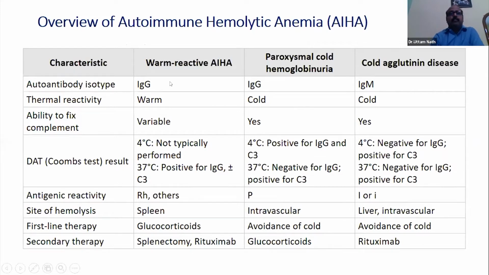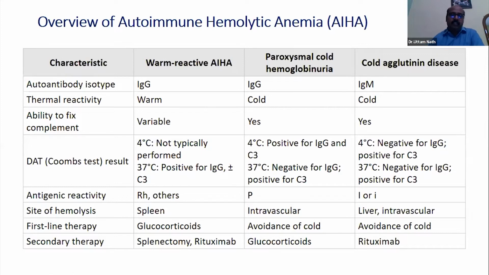The autoantibodies vary, either IgG in these two conditions or IgM in cold agglutinin disease. The thermal reactivity, that means the temperature at which the antibodies bind to the RBCs, varies. In warm AIHA, it's usually at body temperature. In cold agglutinin disease and PCH, the antibodies bind more avidly to RBCs at relatively lower temperatures. Now, the ability to fix complement and cause complement-mediated hemolysis is seen more in CAD, cold agglutinin disease, and PCH.